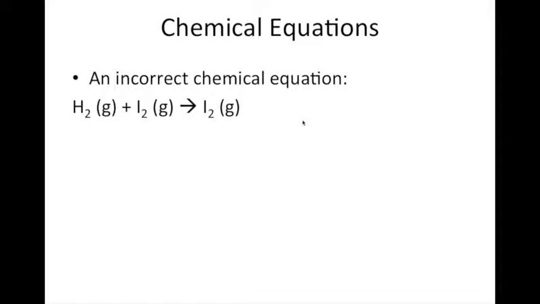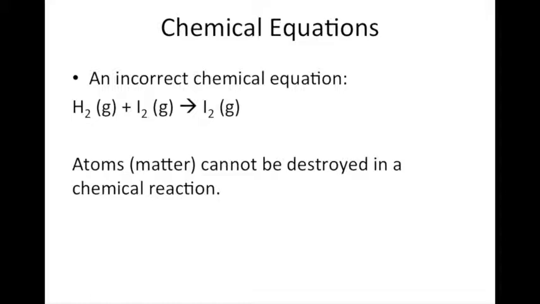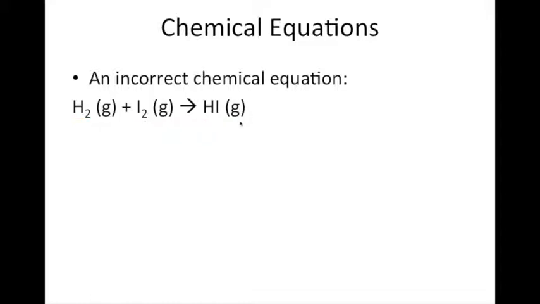Pause this video and see if you can figure out what's wrong with this chemical equation. Of course, in this chemical equation, it shows that we are destroying matter. We start with hydrogen atoms and iodine atoms, and we end up with just iodine atoms. So we apparently destroyed hydrogen atoms in this process, which is not possible because, again, it violates the law of conservation of matter. So this one looks a little better, but still incorrect.